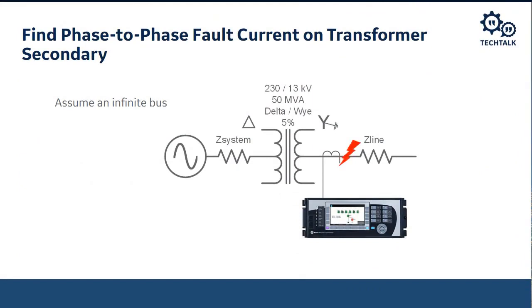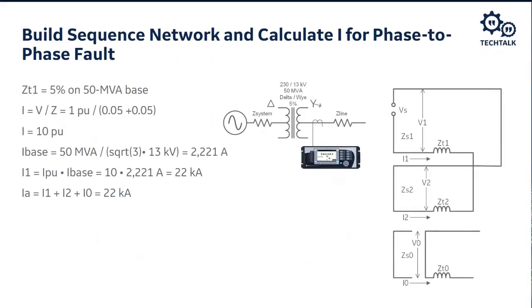We're going to do the same thing for a phase-to-phase fault, right? So let's assume a phase-to-phase fault on the transformer secondary right there at the bus. And again, we're going to connect the positive sequence network and the negative sequence network as I show here. Zero sequence network is not involved. We know that because of the slide that I showed earlier.